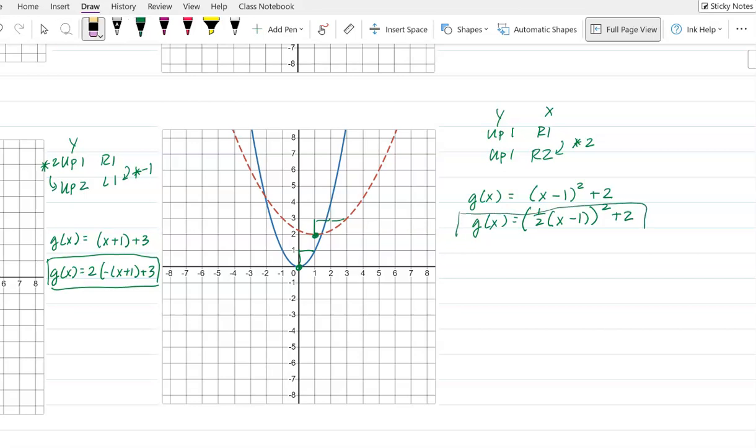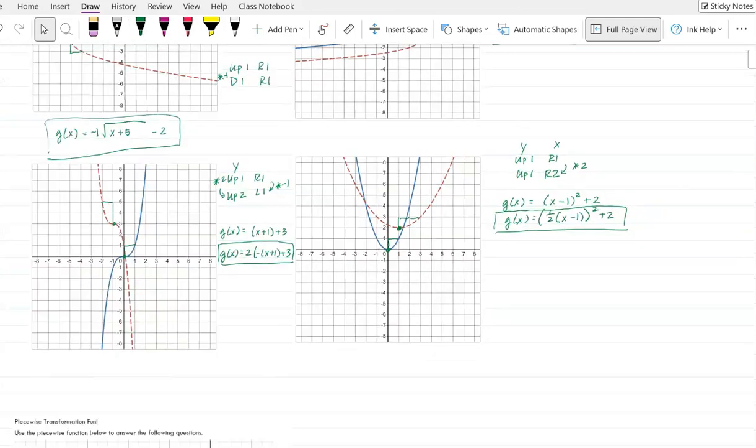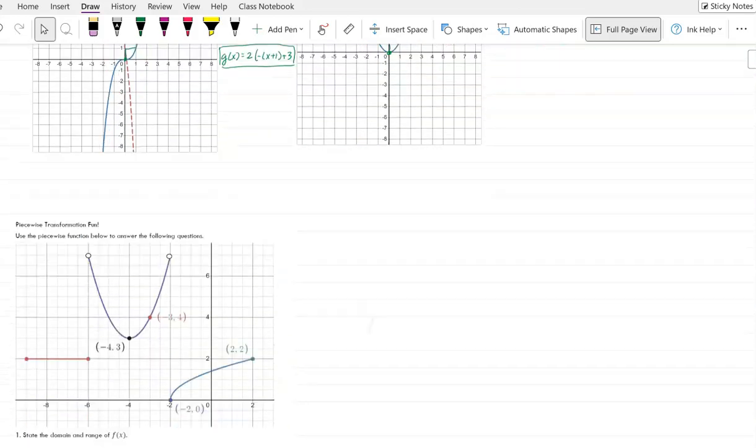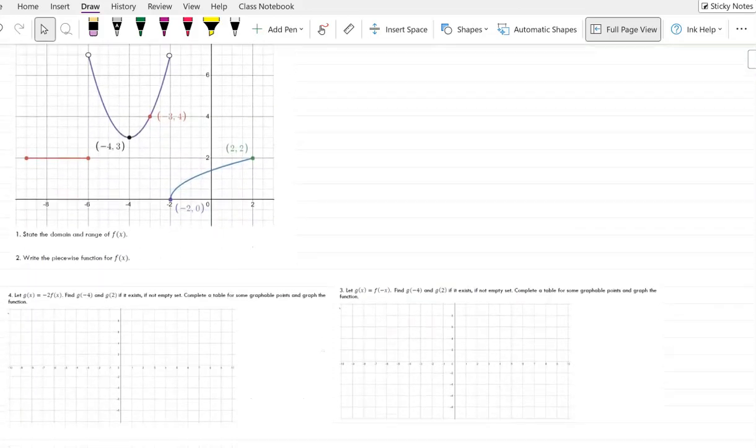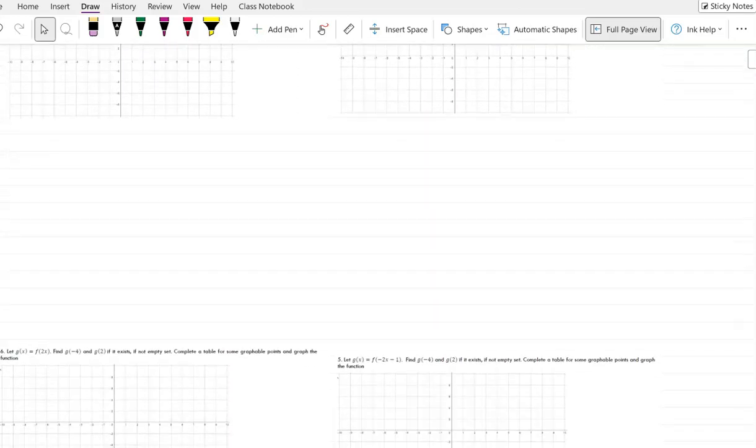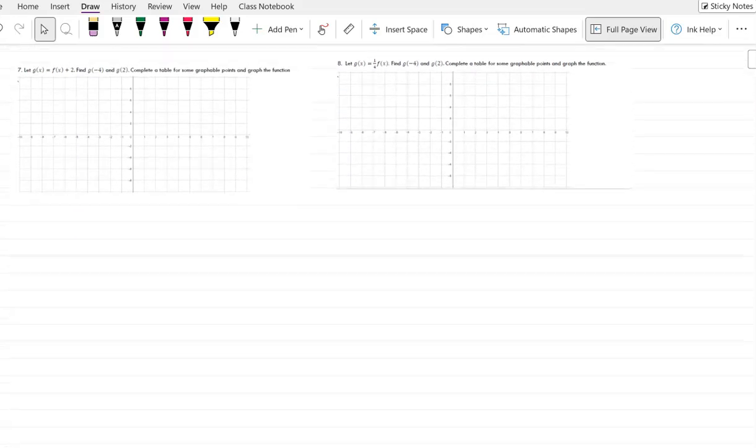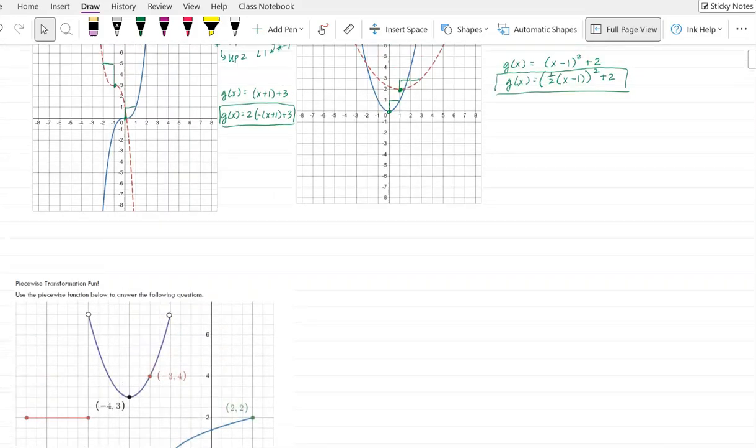Okay, so yes, you can use the table, but then you also can use this method too. Okay, I'm going to put the rest of the key up for these if you want to do them. It's just pretty much the same thing as the other ones, but good job.